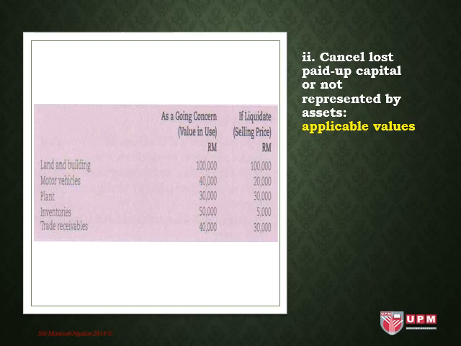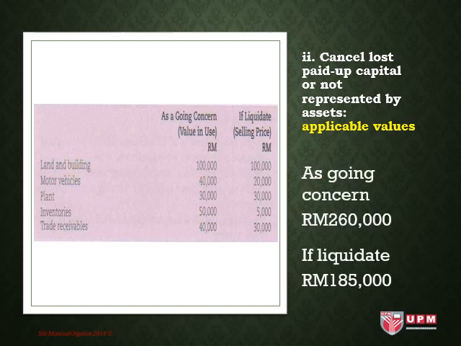To proceed, the company needs to come up with a plan to cancel the capital that is not represented by the assets. It needs to reassess all of its assets and liabilities. For this case, the company was given two values of total assets after reassessment: the going concern value of 260,000 ringgit and the liquidation value of 185,000 ringgit. Now, since the company is not liquidating, it will go for the going concern values.